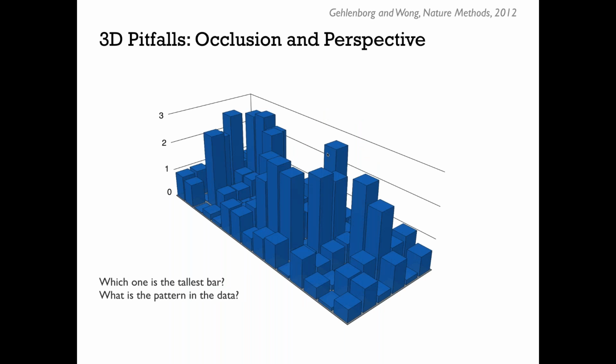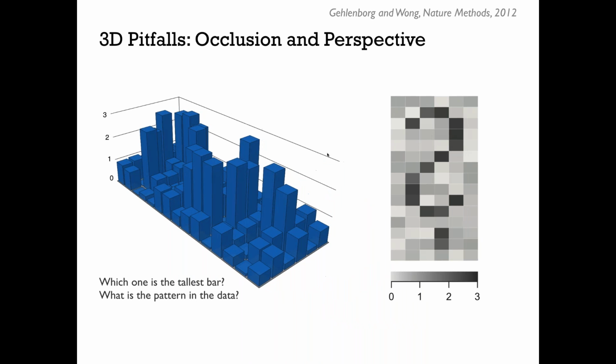Here's another example for occlusion and perspective. If I would ask you, what is the pattern in the data here? It's hard to answer from this perspective. If we encode this differently, say using a heat map, seeing the pattern is actually pretty straightforward. That is the pattern. It's a big question mark. Okay, so these are a bunch of issues you can run into when you pick the wrong encodings.